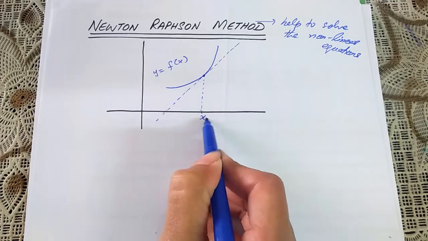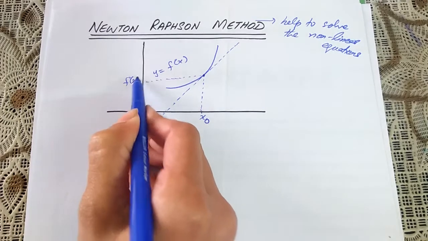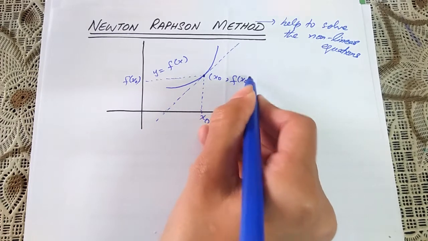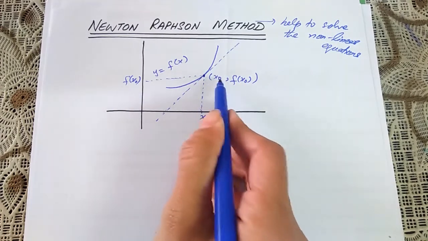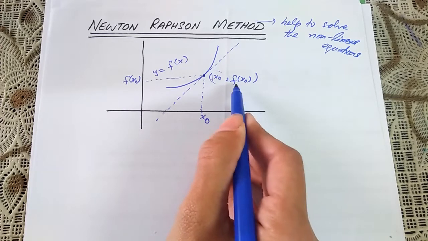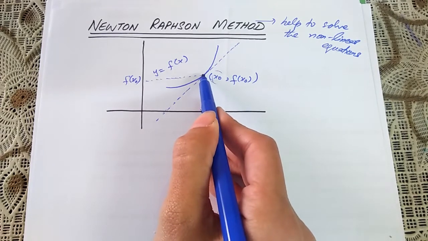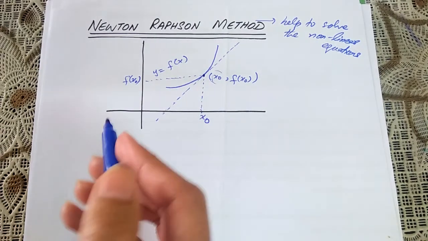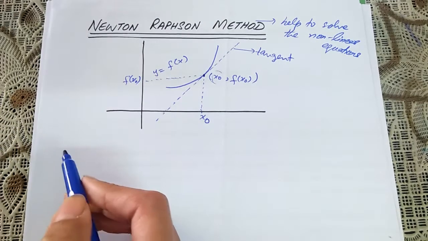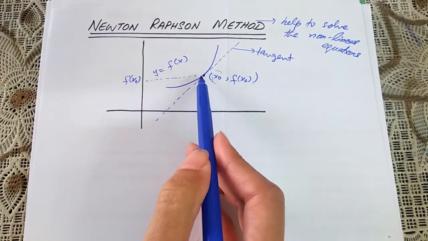The point on the x-axis is x0 and this point on the y-axis is, let's suppose, f of x0. Then this point will be x0, f of x0. This is the x coordinate of this point and this one is the y coordinate of this point, the point at which the tangent is touching that curve. We will derive the Newton-Raphson formula using this tangent to that curve.